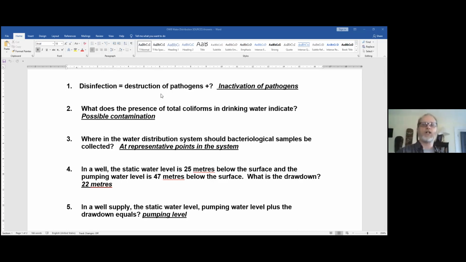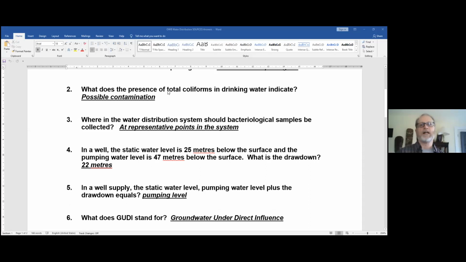Disinfection equals destruction of pathogens plus inactivation. So the total disinfection process doesn't require killing everything, just preventing the bad bugs from reproducing. So the keyword there is inactivation. What does the presence of total coliforms in drinking water indicate? Not guaranteed contamination, but possible contamination, because the keyword in the question is total.